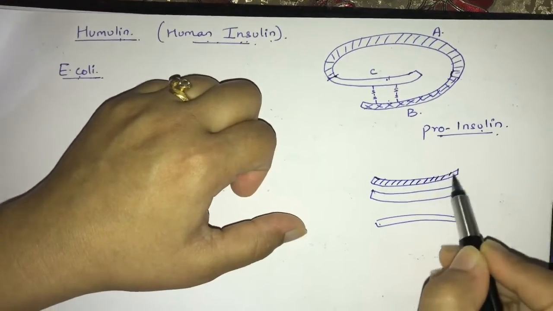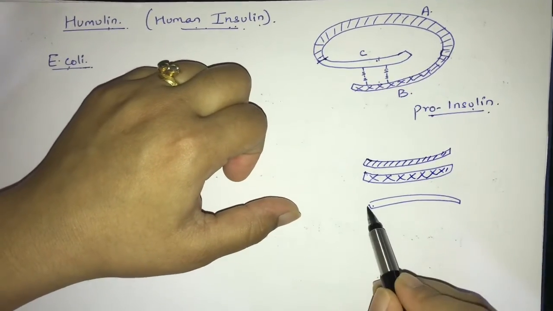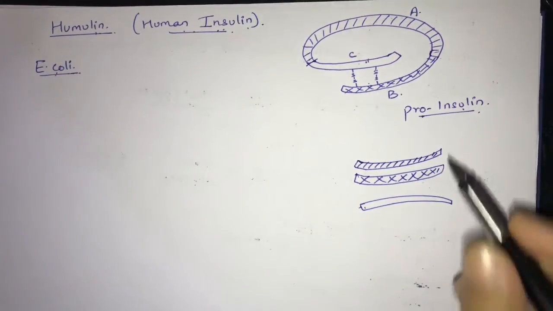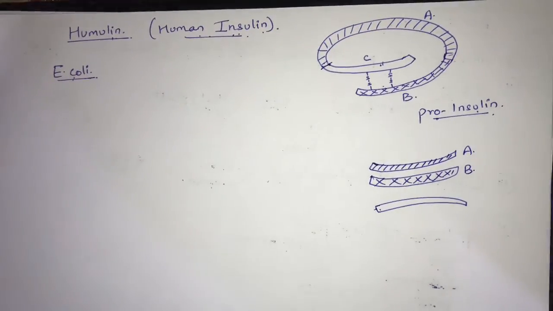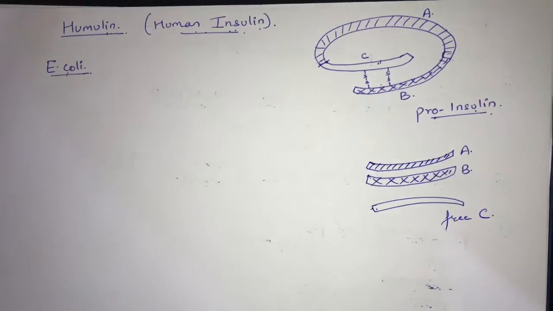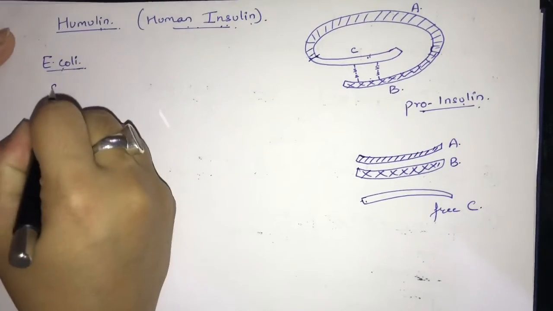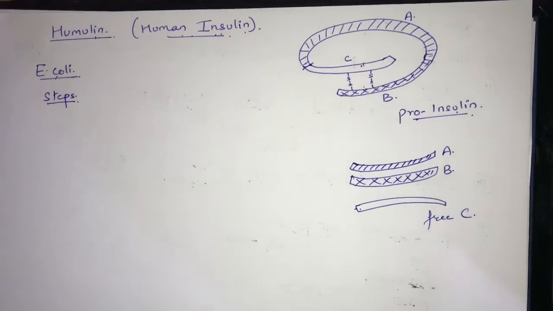Suppose this is A and this is B, and C will be cleaved. This polypeptide will be cleaved in the mature insulin. Okay, this is free C polypeptide. Now, how is it produced? Let's see the steps of how it is produced biotechnologically.